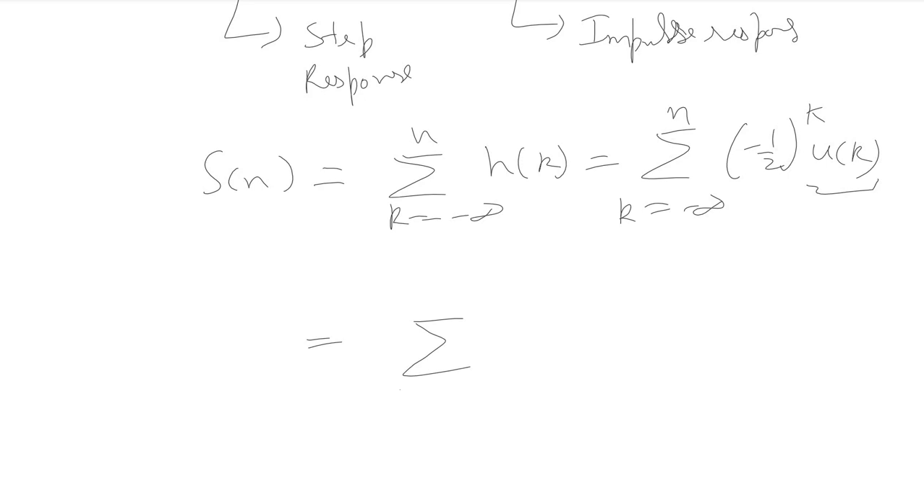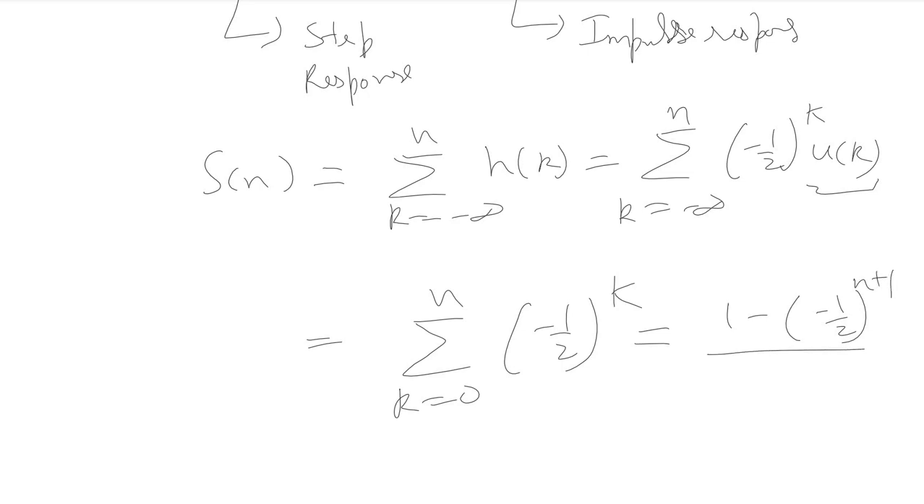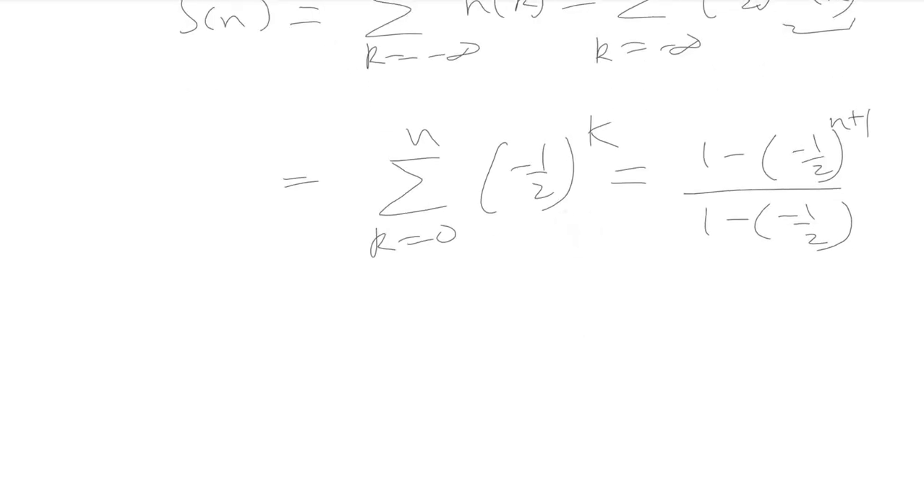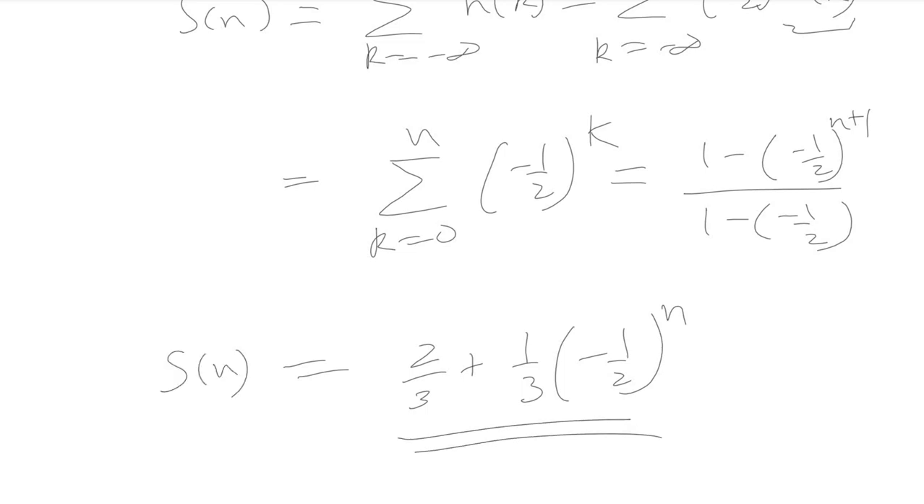So the summation range will change from k is equal to 0 to n of (minus 1 by 2) raised to power k. Right? Now this is a finite GP, and if we simplify it, it becomes 1 minus (minus 1 by 2) raised to power n plus 1 divided by 1 minus (minus 1 by 2). And if we further simplify this, we get 2 by 3 plus 1 by 3 into (minus 1 by 2) raised to power n. This is the final answer, that is the step response for the given system.